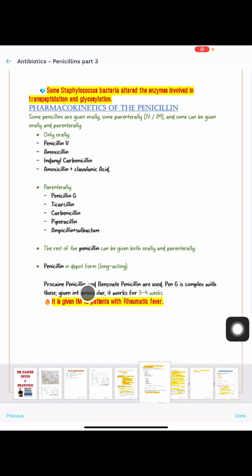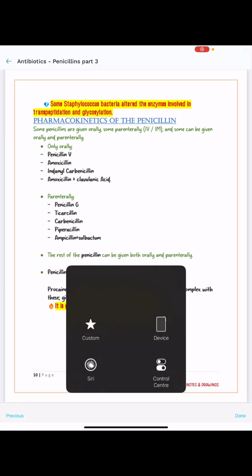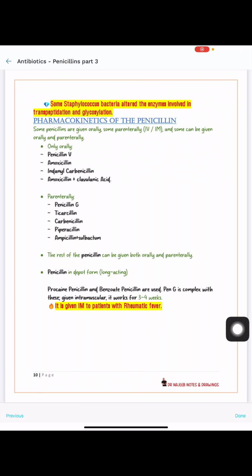Okay. So penicillin in depot form, that is the long acting, is given as procaine penicillin and benzathine penicillin. Penicillin G is complexed with these, and it's given IM and it works for 3 to 4 weeks. It is given IM to patients with rheumatic fever.